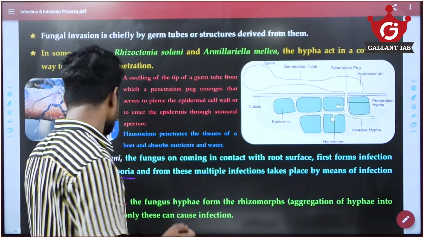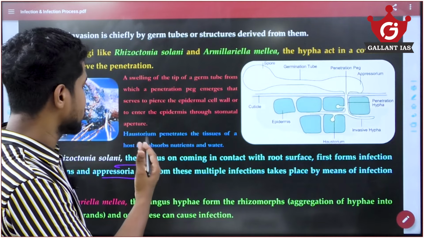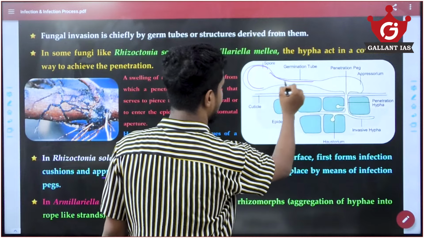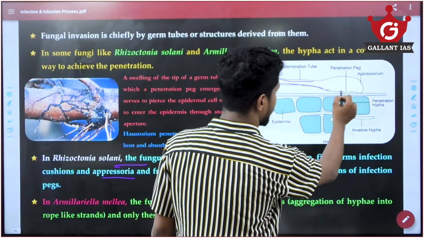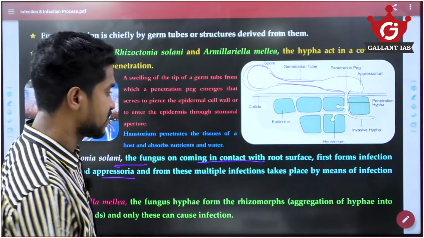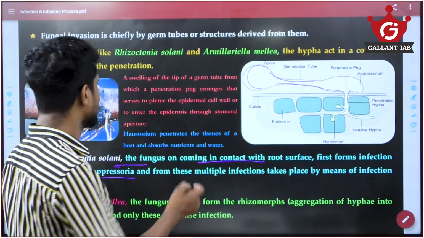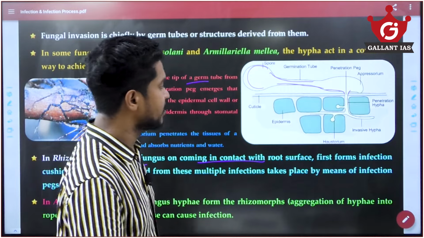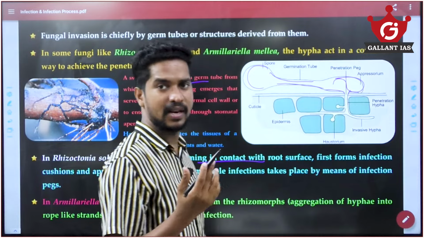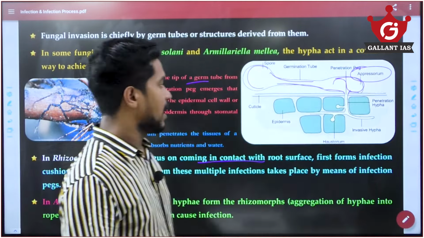So in Rhizoctonia solani, the fungus on coming in contact with the root surface. Here this is a spore. This spore will produce a germ tube, and this germ tube may come in contact with the root surface, first forming infection cushions and appressoria. What do you mean by appressoria? Appressoria means a swelling at the tip of the germ tube. That swelling is what we call an appressorium.